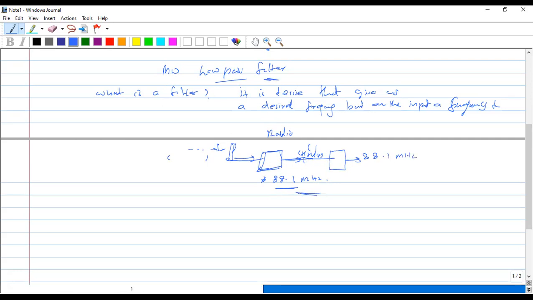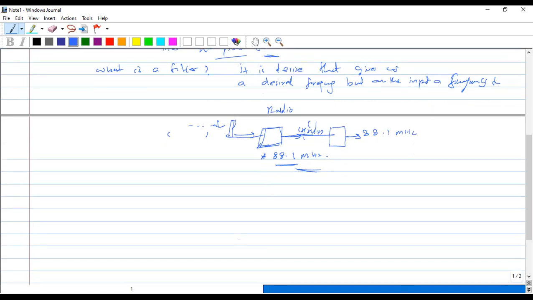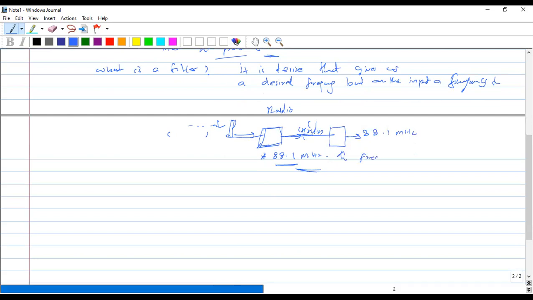So it is actually a frequency domain device. This is working in the frequency domain. The filter is working in the frequency domain. So that is it.